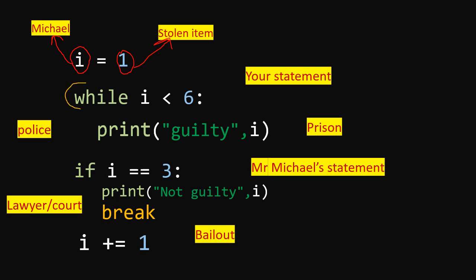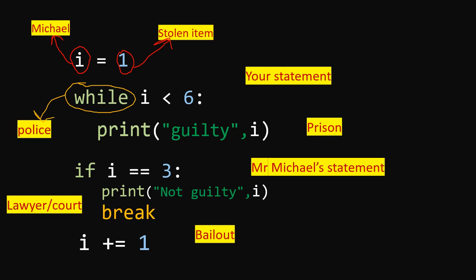Let's take this to be the police. Okay, the while loop to be the police which the statement was submitted to. Remember that this while loop is the one that gives the condition, that holds all the condition, right?